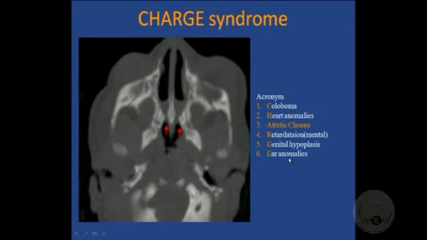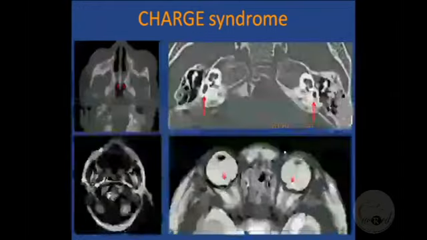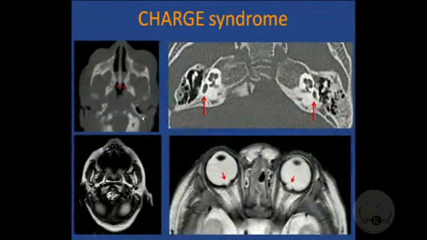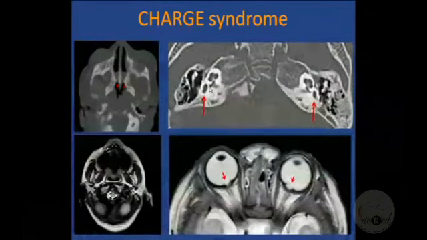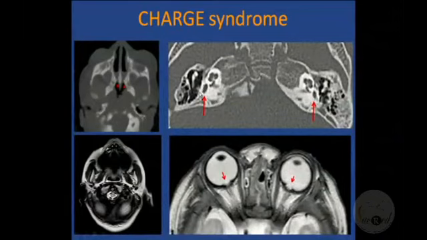So this is an image here, actually. Choanal atresia, stenotic posterior choana. Then you have anomaly of the inner ear, actually the semicircular canals are completely missing on both the ends, right? And the posterior walls of the globes are deficient and they're colobomatous, both the sides. So this is CHARGE syndrome.